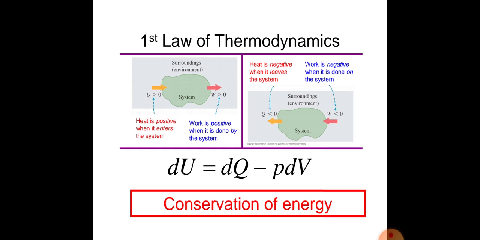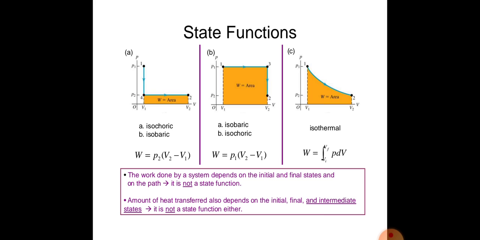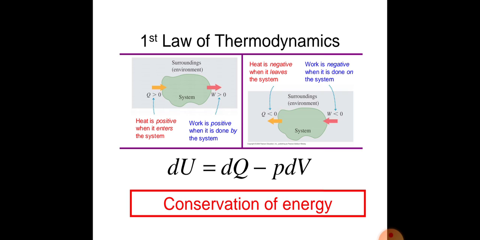So the formula is delta U is equal to Q minus W. Q is heat and W is the work done. So we have the value of W, we put it in this equation. So now the equation becomes delta U is equal to Q minus PdV. So we get the final equation to solve these problems.